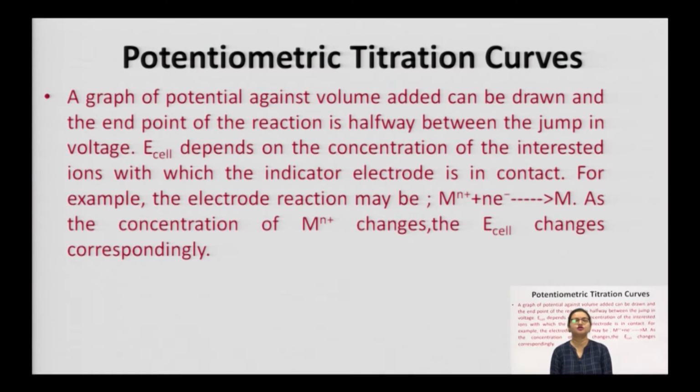Then what is a potentiometric titration curve? A potentiometric titration curve is a titration curve plotted between the volume added from the burette and the potential difference. The potential changes along the titration as the titration proceeds. The graph of potential difference against the volume added from the burette can be drawn, and the endpoint can be found from it.